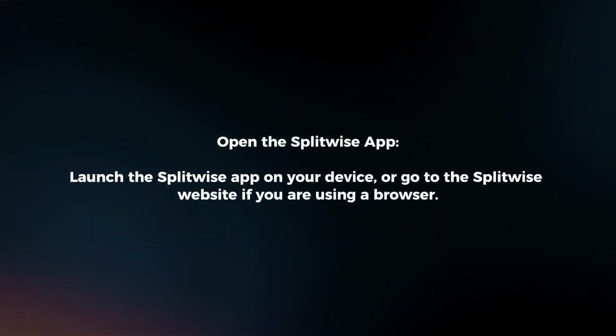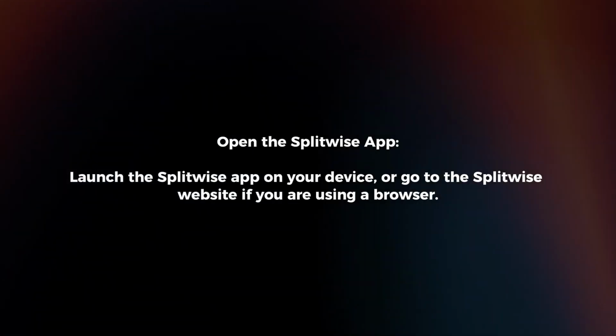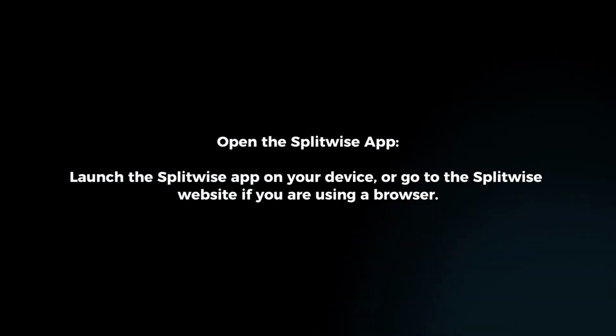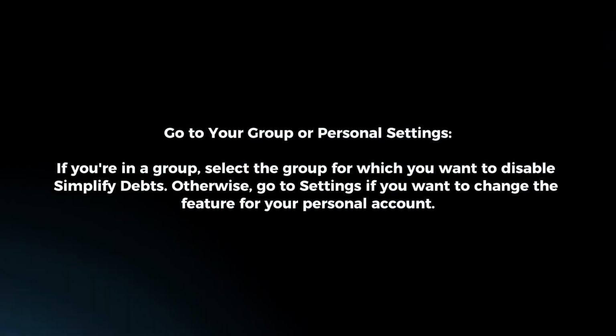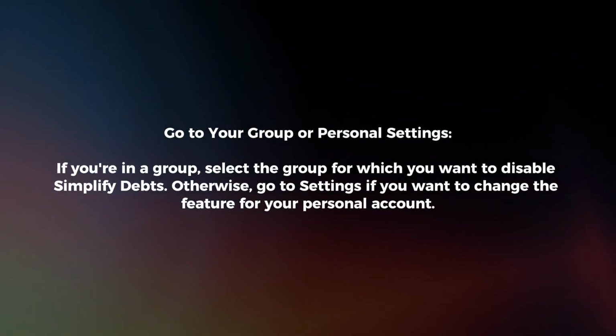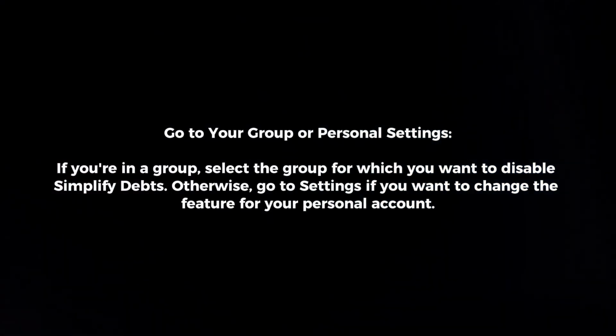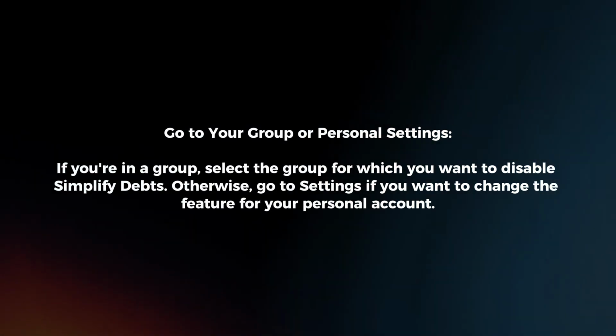Open the Splitwise app. Launch the Splitwise app on your device or go to the Splitwise website if you're using a browser. Go to your group or personal settings. If you're in a group, select the group for which you want to disable Simplified Debts. Otherwise, go to settings if you want to change the feature for your personal account.